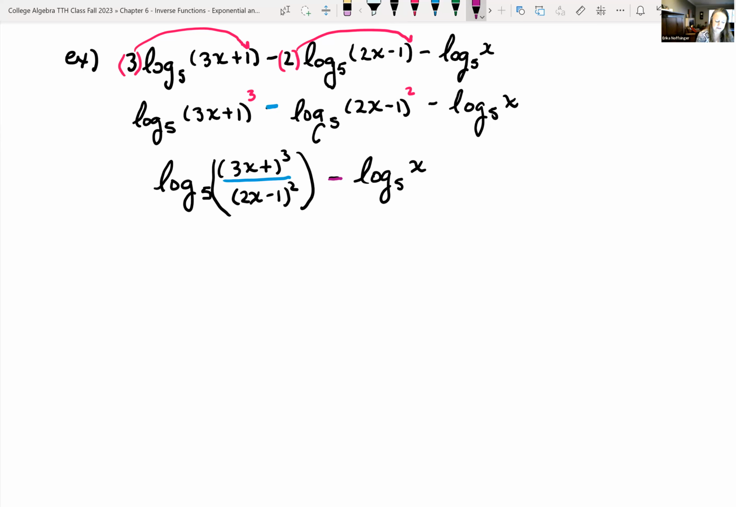So again, we have subtraction in between. And so we can rewrite this. Subtraction again is division. So I have log base 5 of the fraction (3x plus 1) cubed, all divided by (2x minus 1) squared, and this is divided by x.